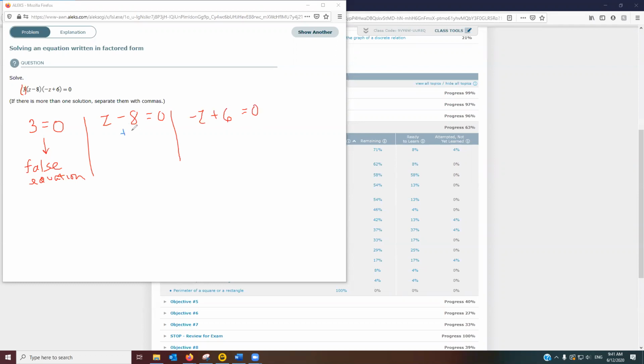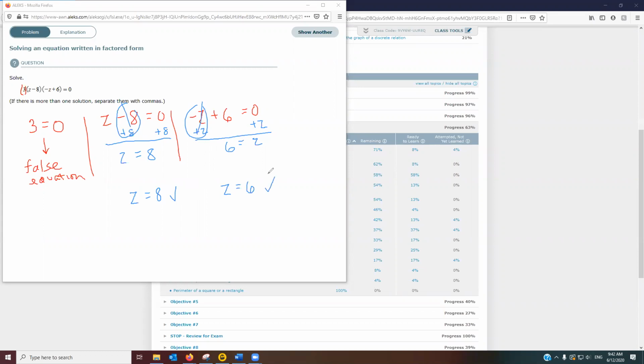Here I'll add 8 to both sides. So that gets me z equals positive 8 on this one. On this one, I'm going to add z to both sides. That's going to cancel this out. I'm going to end up with z equals 6. So there's 2 solutions. Z equals 8 is one solution, and z equals 6 is the second solution.